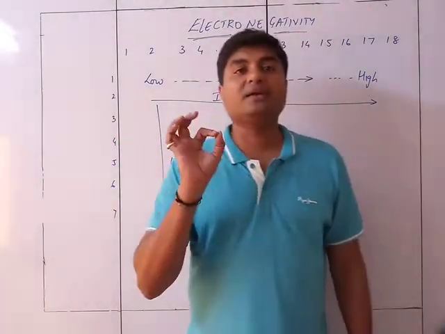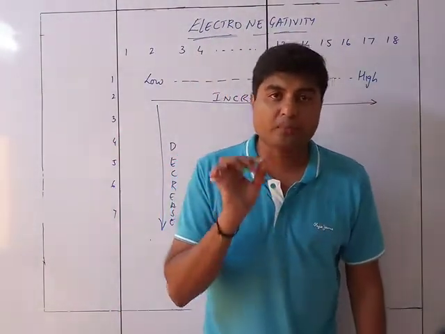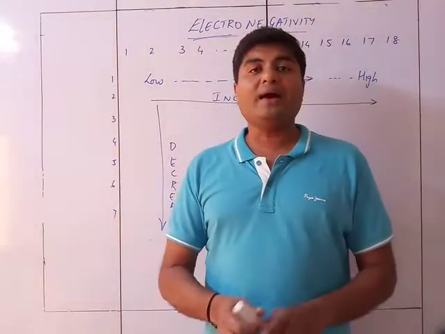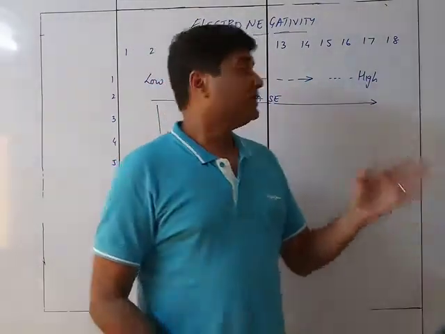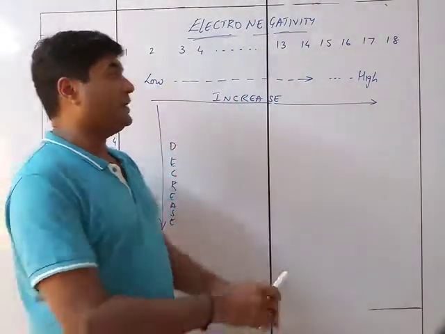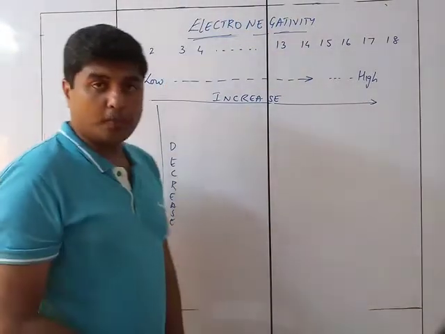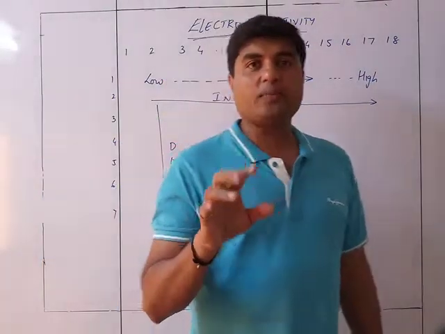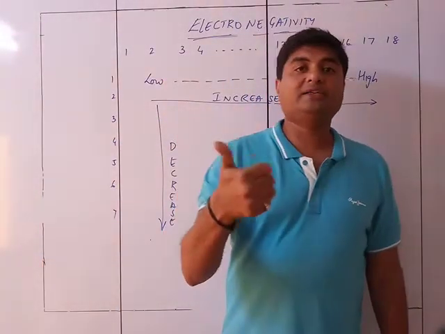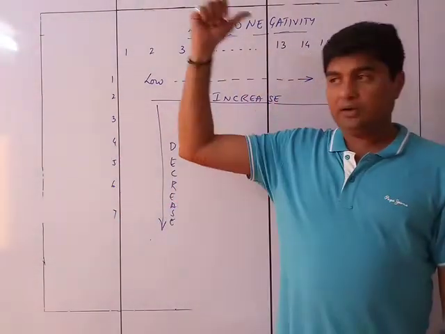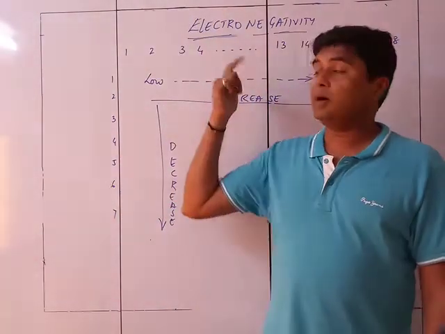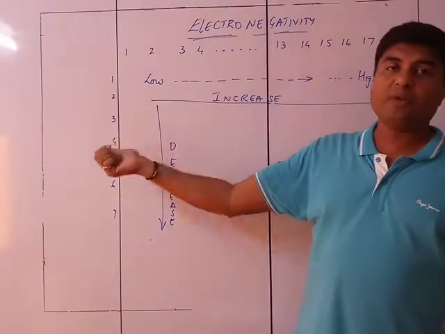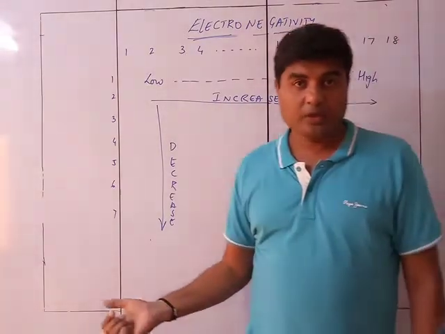So the trend of periodicity in electronegativity is that when I go from left to right in a period, it is going to increase, whereas when I go top to bottom in a group, it is going to keep on decreasing. This increasing and decreasing property is similar for all the three. Ionization potential is also the same way, increasing and decreasing. Electron affinity is also the same way, and electronegativity is also the same way.